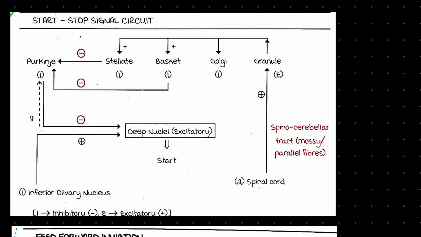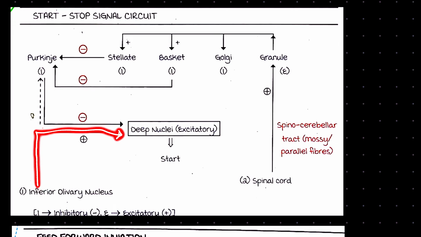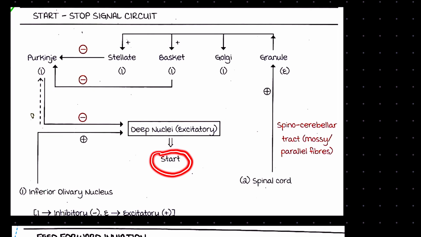stellate and basket cells. Now before getting into these things, I would like to take you to our inferior olivary nucleus, because we need to know about the start and stop signal. Talking about the inferior olivary nucleus, there is a climbing fiber originating from here. As the climbing fiber originates from here, it will excite the deep nuclei, such as our dentate nuclei. As these deep nuclei are excited, there will be the start of the motor response. That means the motor response has already started.